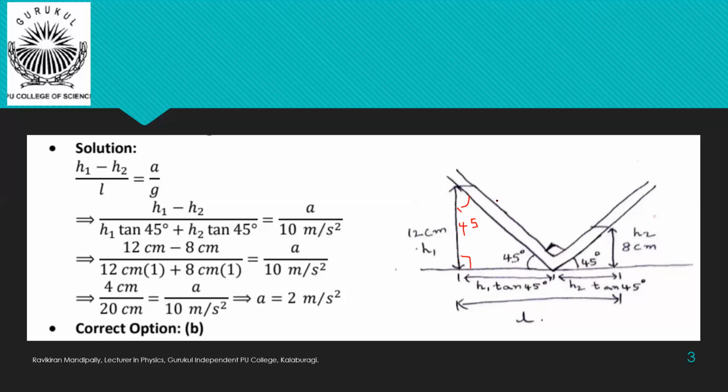So this is a right angled isosceles triangle. The same will be here. It is 45 degree and it is 90 degree and it will be 45 degree. So now here H1 is given 12 centimeter, H2 is given 8 centimeter.